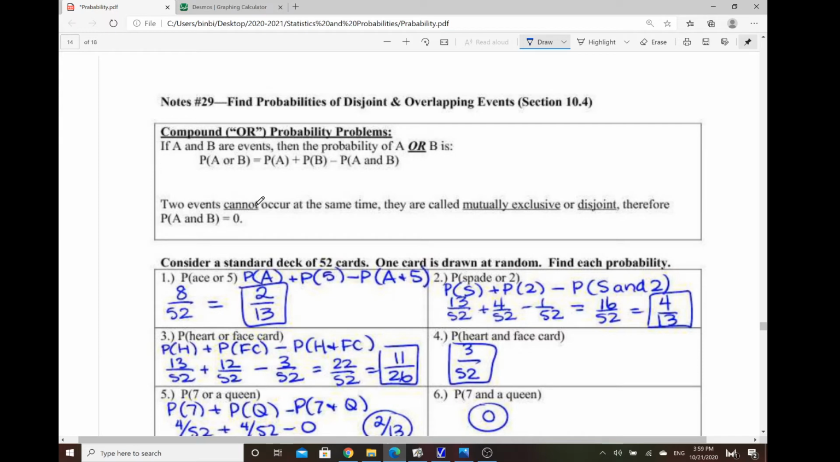If two events cannot occur at the same time, they are called mutually exclusive or disjoint. Therefore, the probability of A and B happening together would be 0.